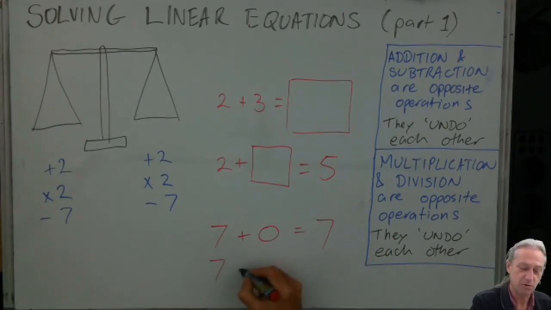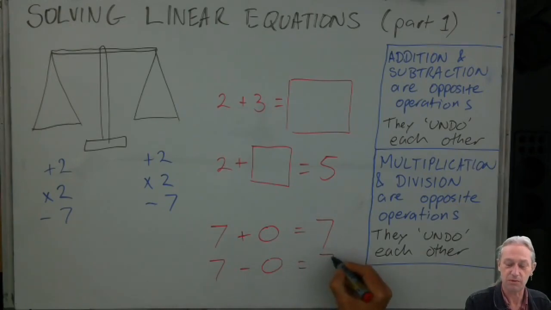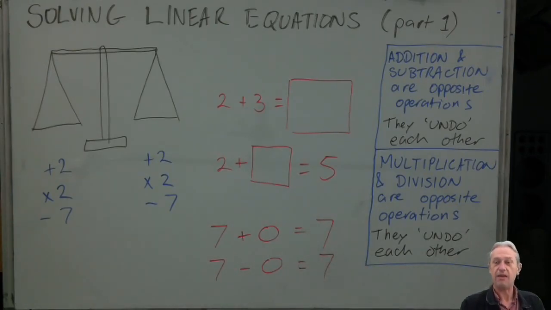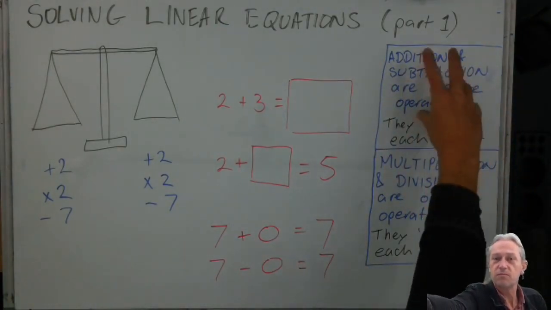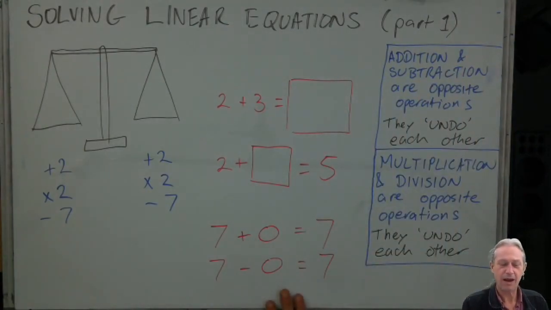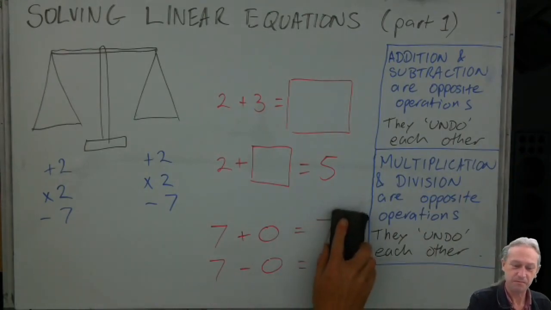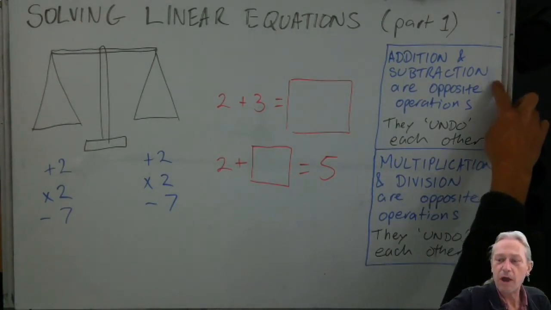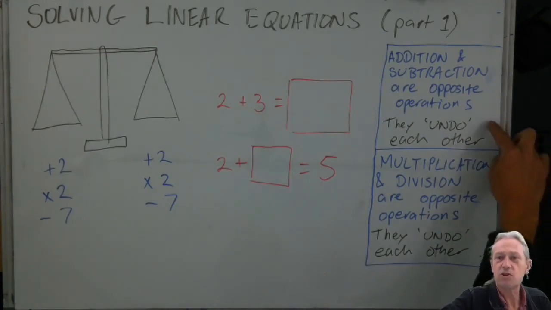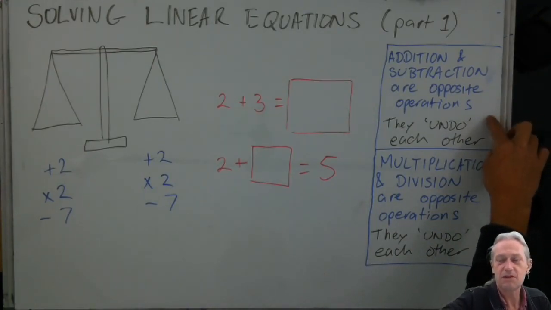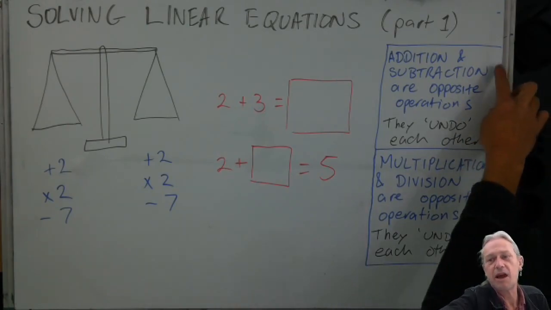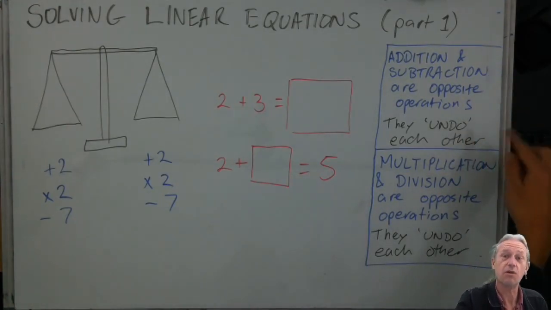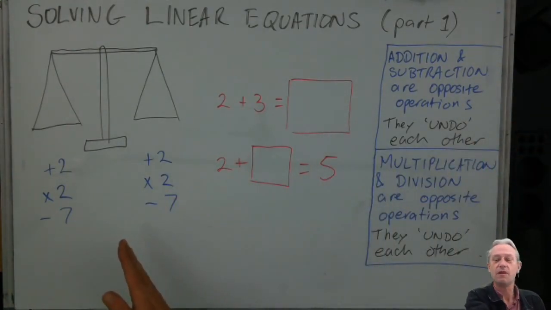Or 7 subtract 0, it equals the same thing. And that's sort of what we're aiming to do with this. So really think about when we're undoing something, we're trying to turn the number that's being added or subtracted into 0 on one side of the equals.